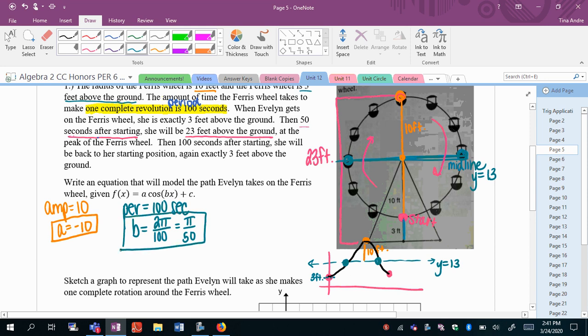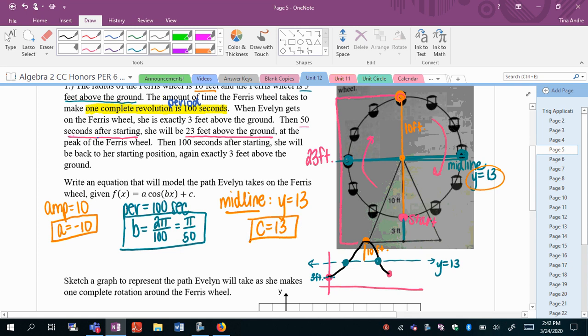So pi over 50. And then for C, well, C is just the midline. So we already know that just by visually looking at it. You could also look at the distance between the maximum and the minimum, and then from there, you can figure out the midline. I think about it very visually. I think that's the easiest way to come up with that. So that tells me that C is going to be 13.